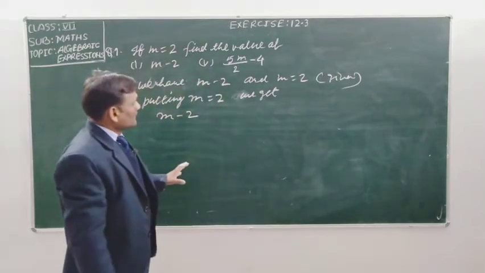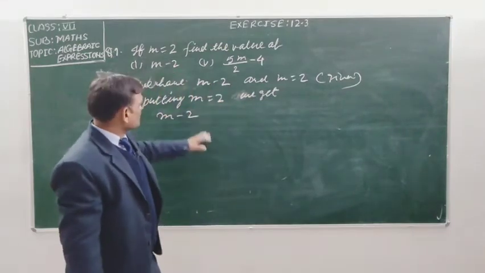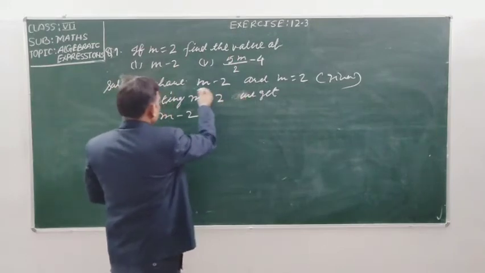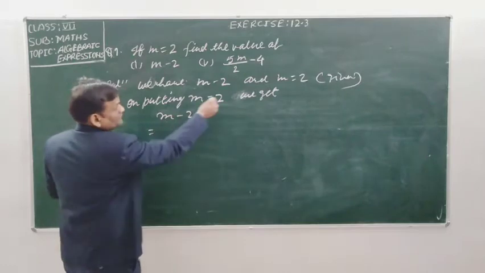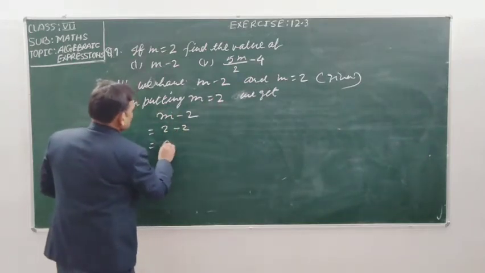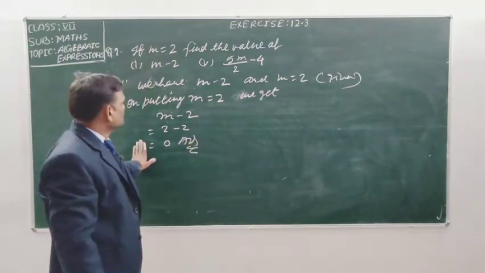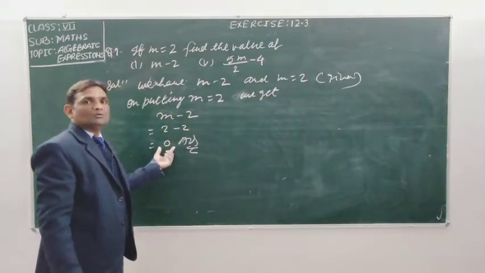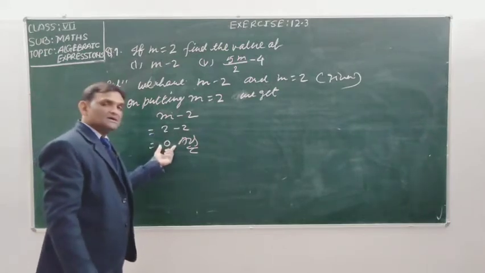Means we need to put the value of m in this expression. So on putting m is equal to 2, we get m minus 2. Then we put 2 in the place of m: 2 minus 2 is equal to 0. This is my answer. m minus 2 का वैल्यू क्या होगा? That is 0. The value of m minus 2 is 0.